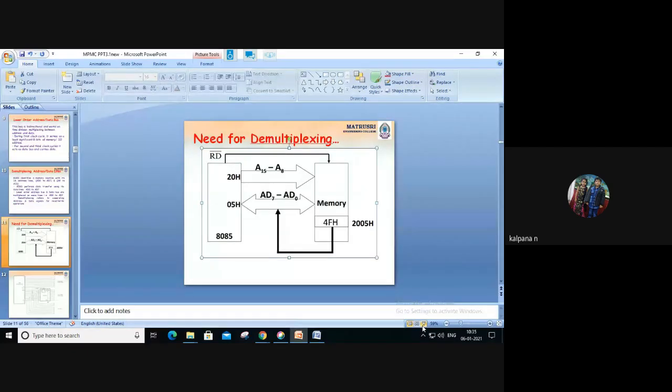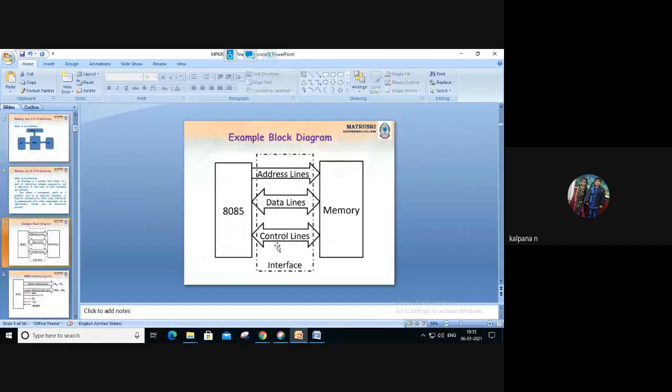Okay, so this is the simple block diagram of the interfacing. Now here what we are interfacing, first example memory we are taking. We need to interface memory as well as the IO devices, but first we are taking an example as memory. We are interfacing the memory with the processor. So this is the block diagram.